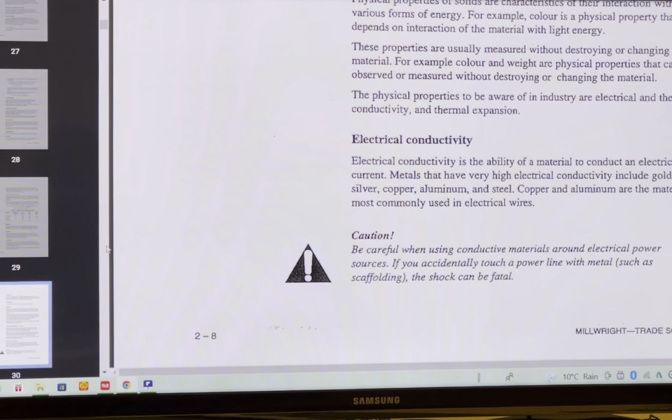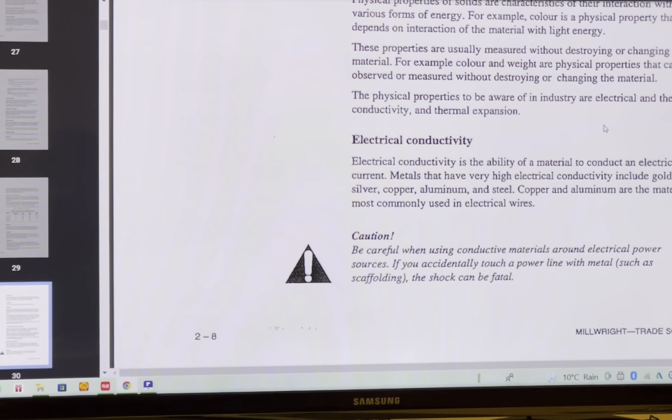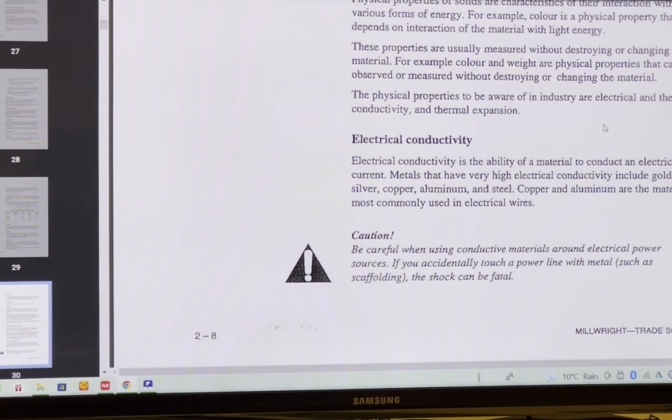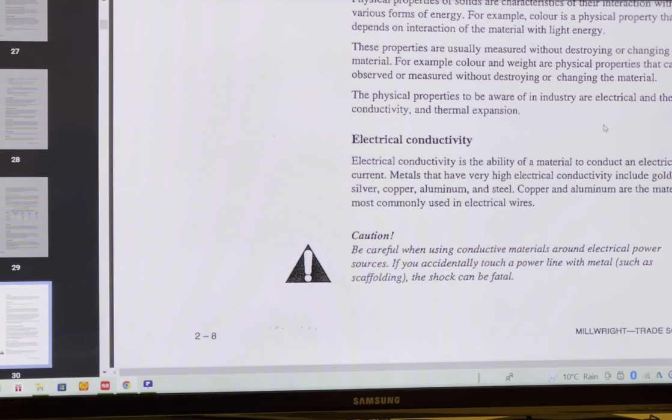Next, electrical conductivity. Electrical conductivity is the ability of a material to conduct electrical current, for example a copper line or an aluminum line. Metals that have very high electrical conductivity include gold, silver, copper, aluminum, and steel. The ones we often use in industrial engineering are copper and aluminum.